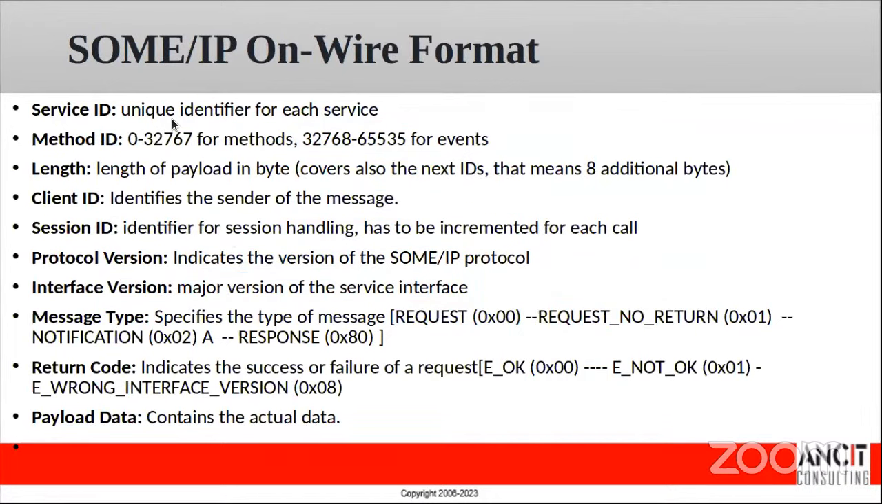Service ID: it is a unique identifier for each service. We are going to take, for example, a temperature service. We are taking camera images; that's the camera service. Like that, we identify each service uniquely. And method ID means a service has some information.